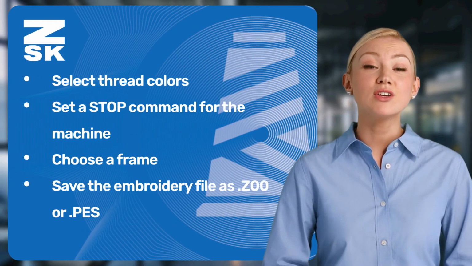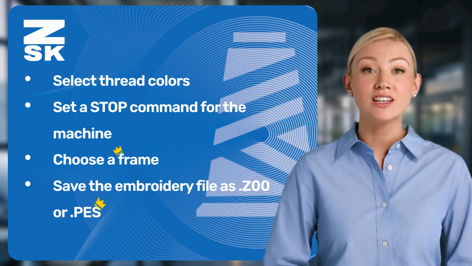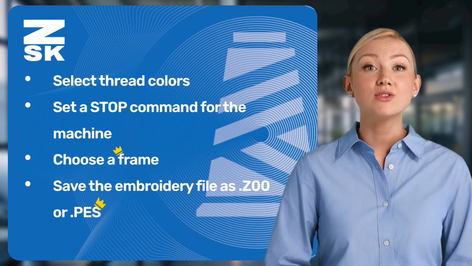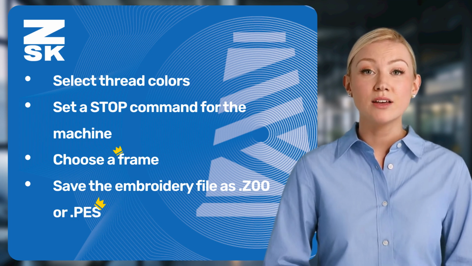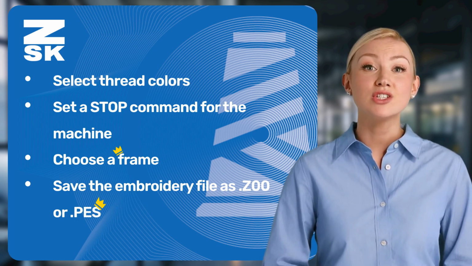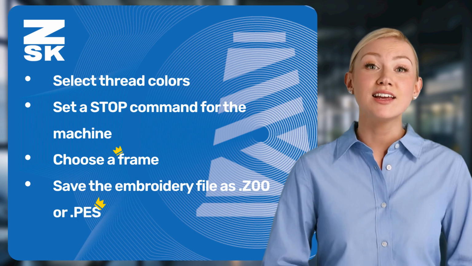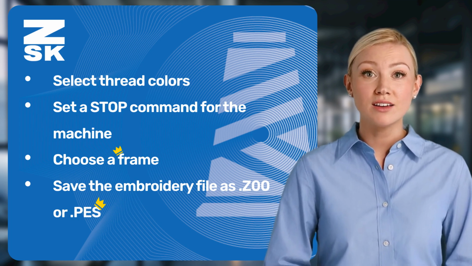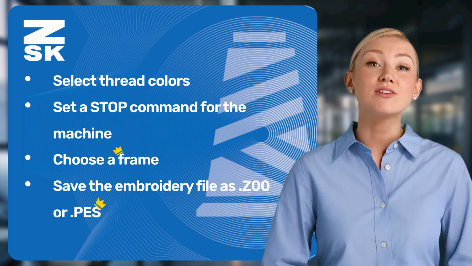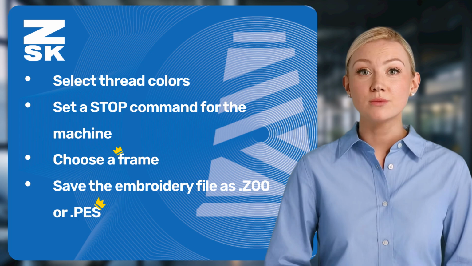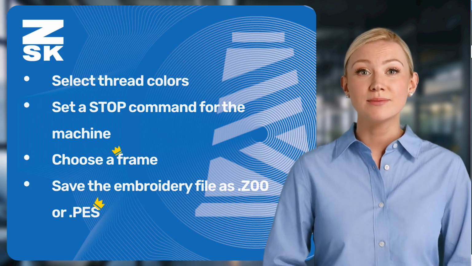In this video, you'll learn how to select thread colors for your design, set a stop command so the machine pauses when needed, and choose the right frame if you've purchased Terminal with the frame function. You'll also see how to save your final design as a Z00 file, available in the free Terminal version, and as a PES file if you've purchased the export function. So, let's get started.